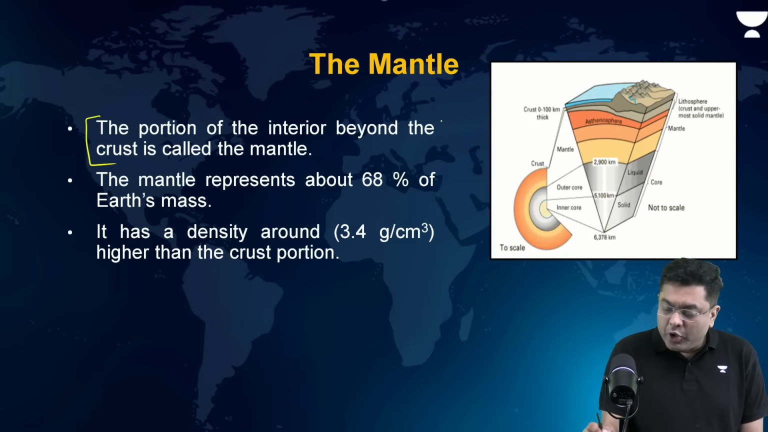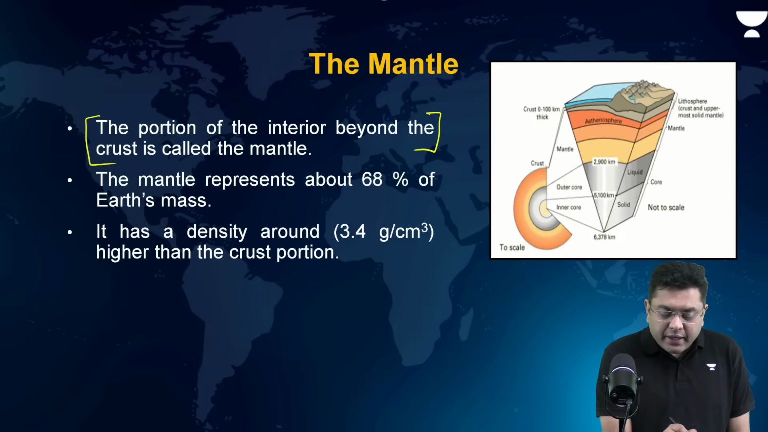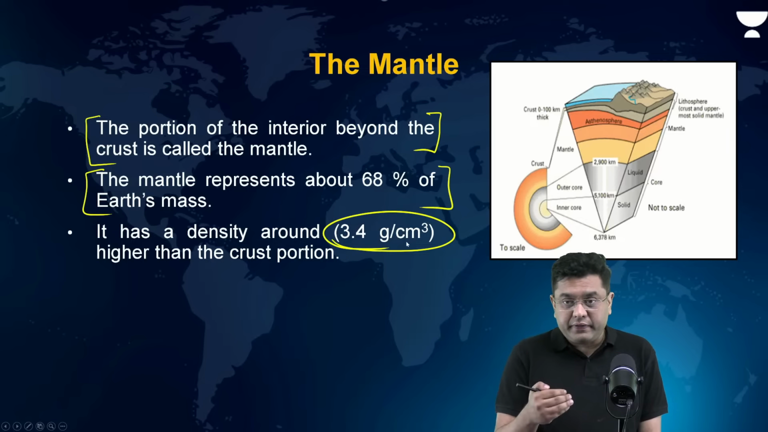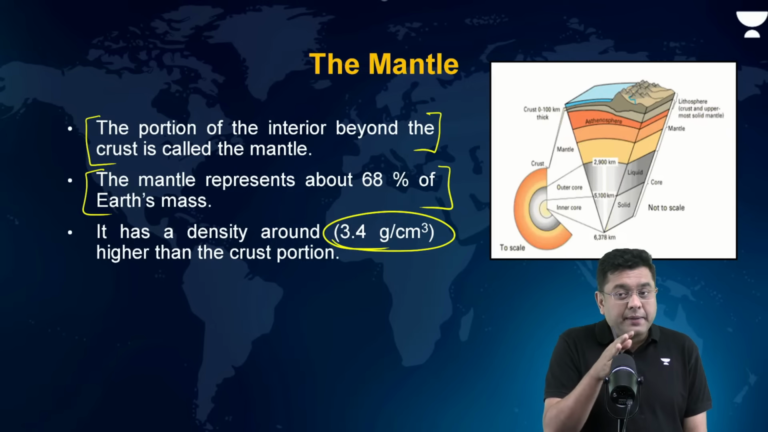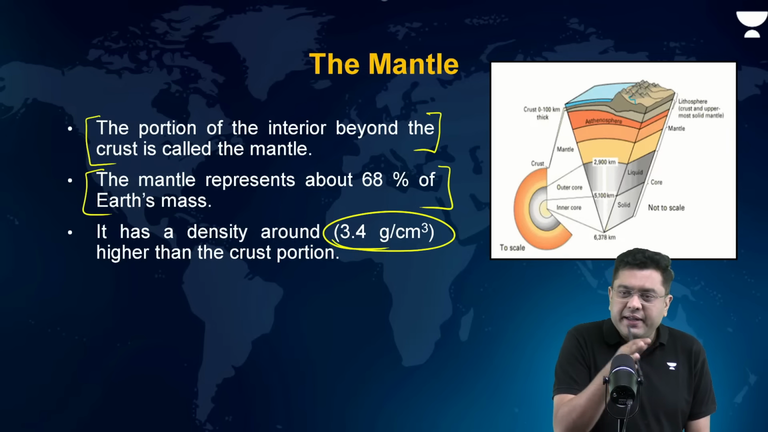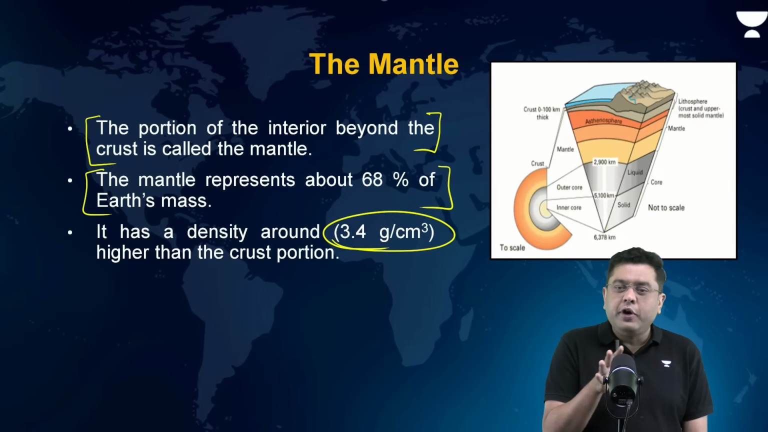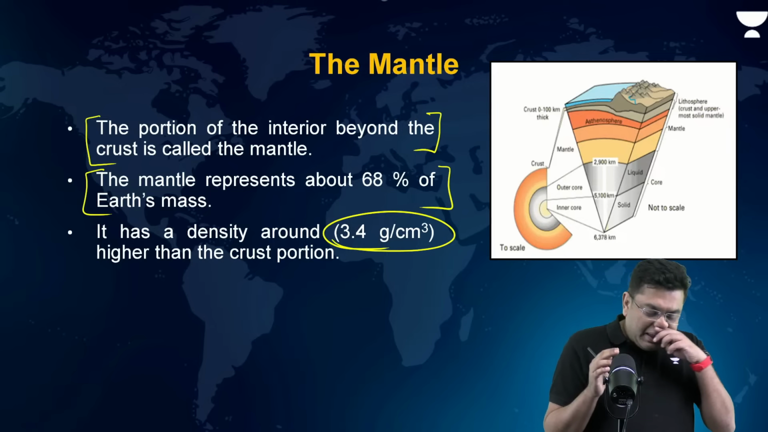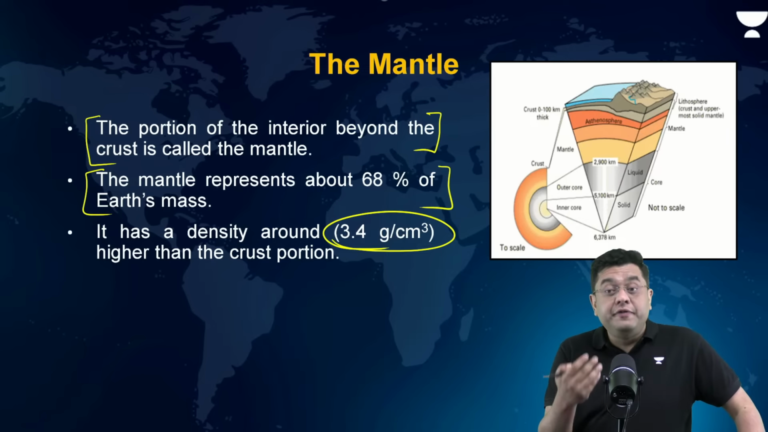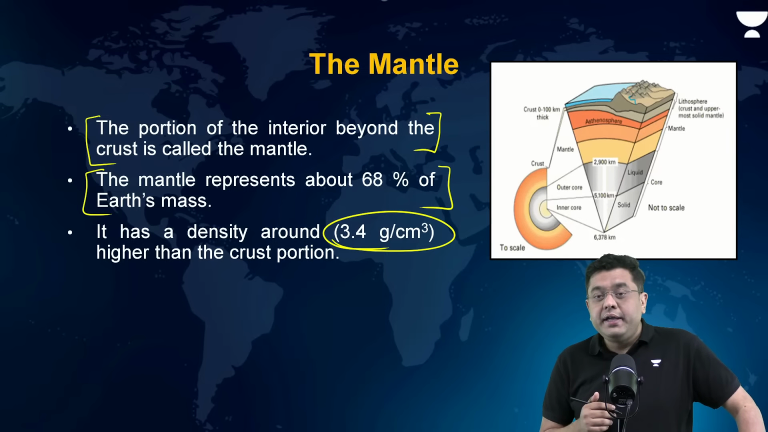Portion of the interior beyond the crust is called the mantle. The mantle represents a substantial amount of Earth's mass. The density tends to increase. Remember, in the crustal portion, density was 2.7 gram per centimeter cube in case of continents, and in the case of oceans, you had 3 gram per centimeter cube. Now, in the case of the mantle, it further increases as you go into the lower portion of the mantle.